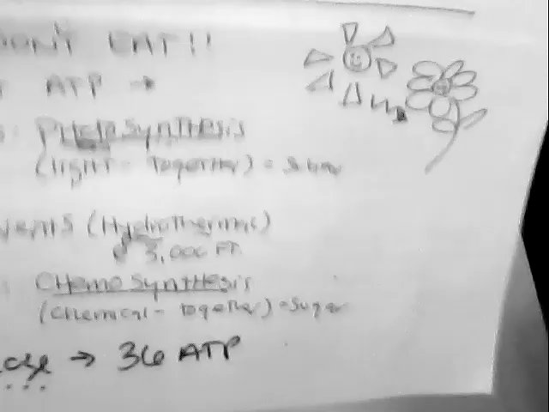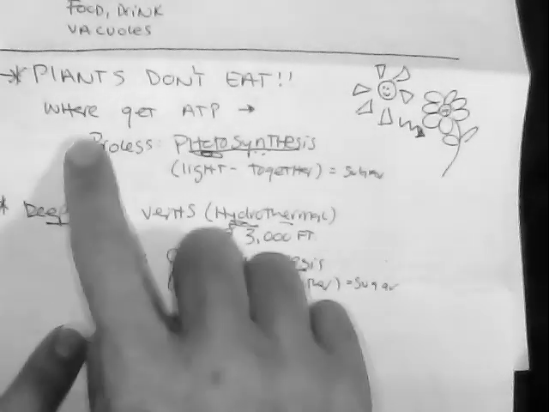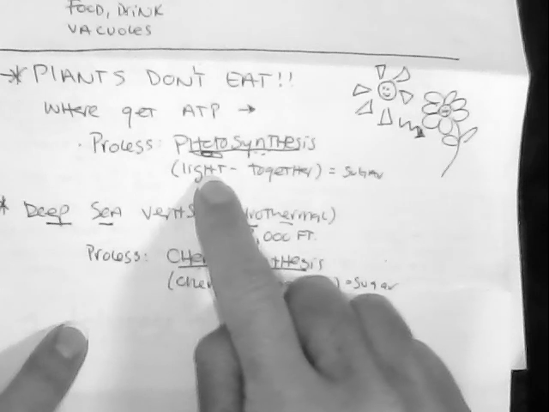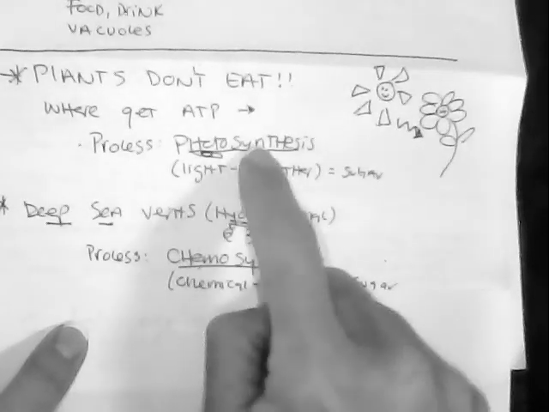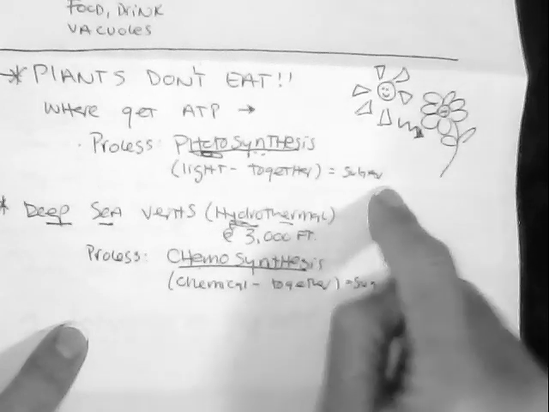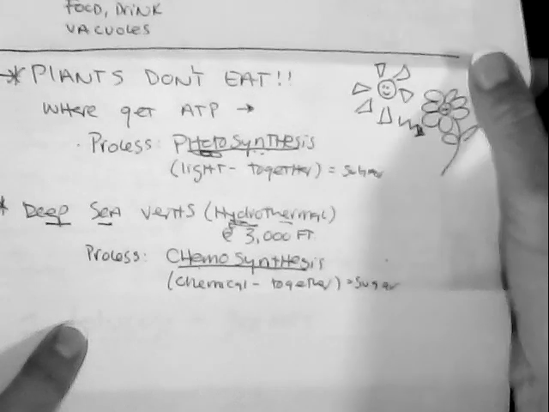Now, plants don't walk around eating hamburgers and french fries and drinking shakes. Instead, they get their energy or their ATP from photosynthesis. So photo means light, synthesis means to put together. So we're going to take light, put it together to create the sugar, that in turn will lead us into the energy plants need in order to survive.